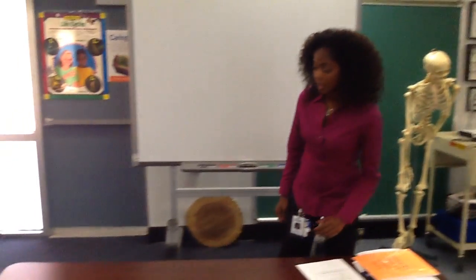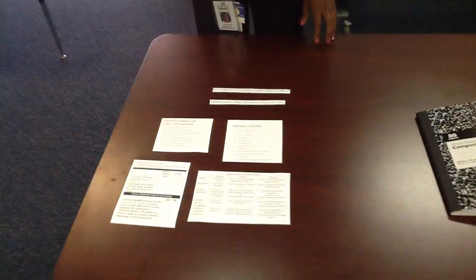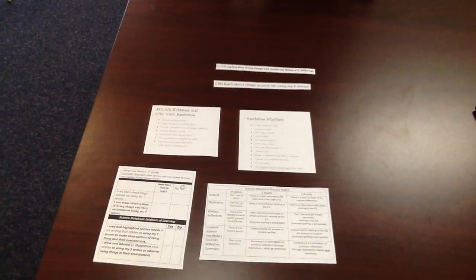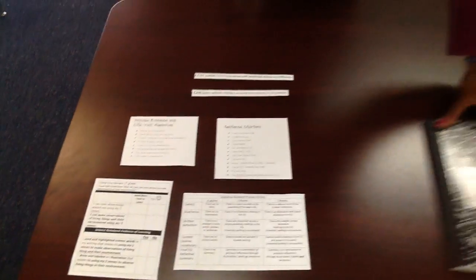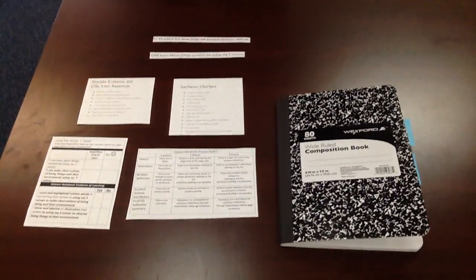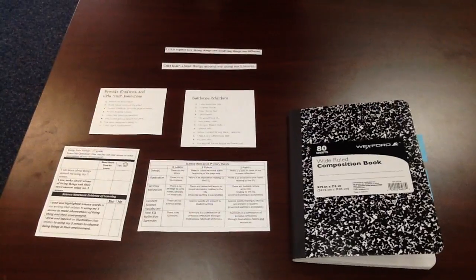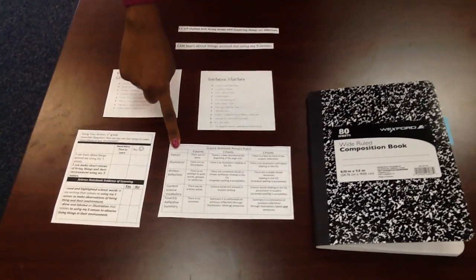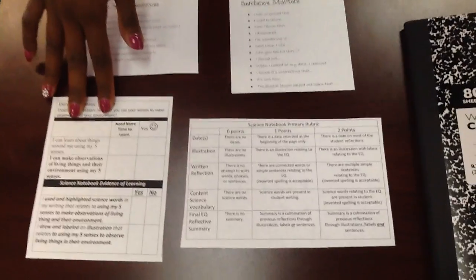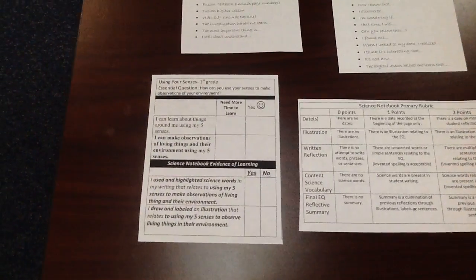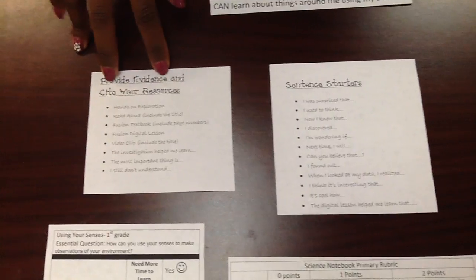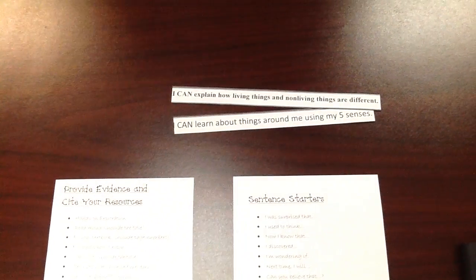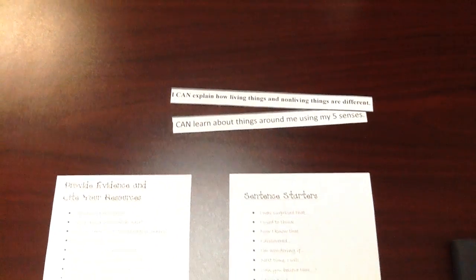So if you look over here, I'm going to start with the materials you're going to need to set up your science journal. First, we're going to start with the science journal. Then we're going to have our rubric, success criteria, sentence starters, cite your evidence, and our I can statement. So let's get started by looking at our journal.